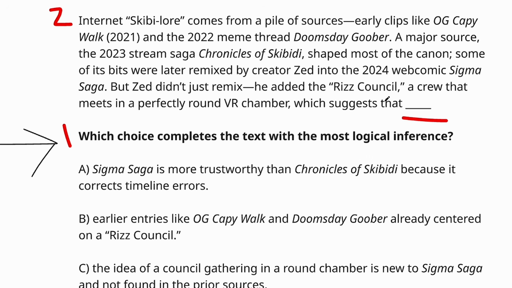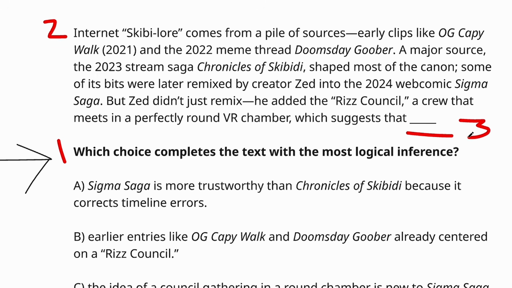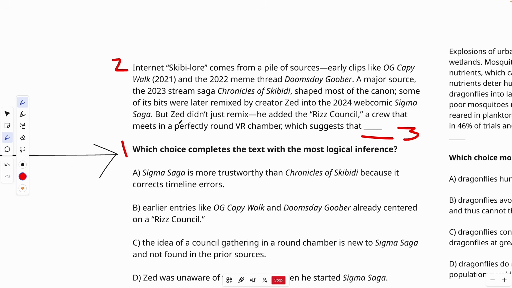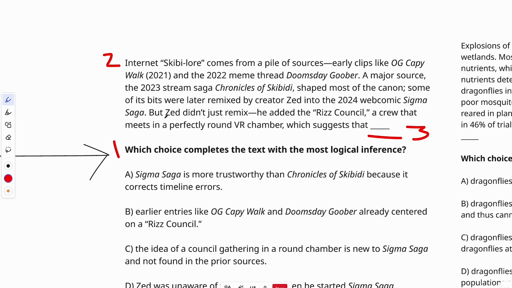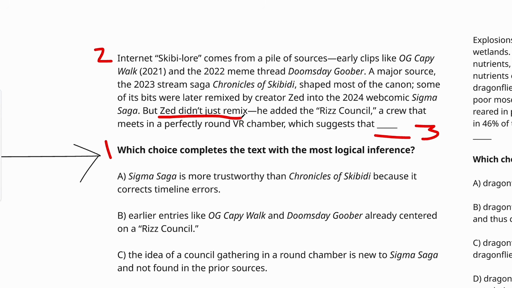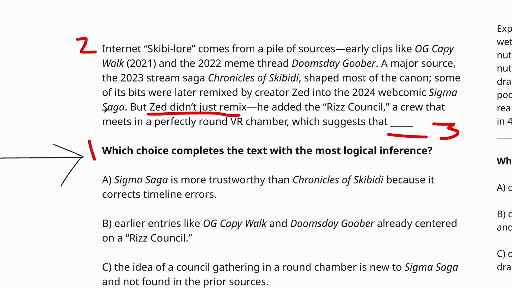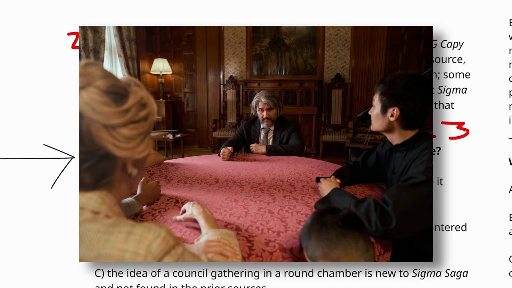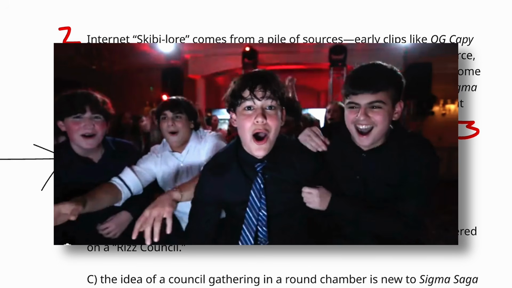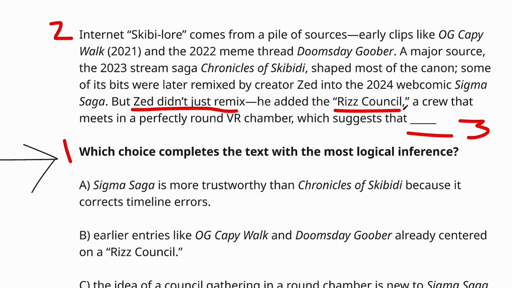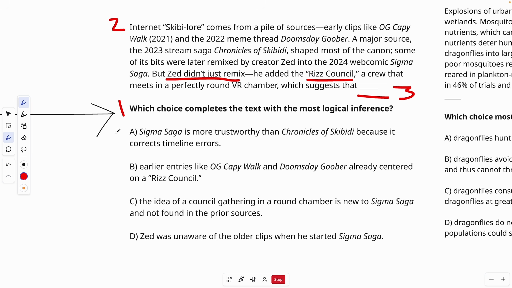Then at this point you want to actually make your prediction for what you think the answer is going to be. So I think the answer is going to be based around the fact that Zed didn't just take what was already existing, he actually added a brand new thing that completely changed how this webcomic existed before. The Riz Council must have completely changed how the Sigma Saga worked in the first place, because who knows what the Riz Council is doing for all these different people and managing their Riz. So now look at the answers.